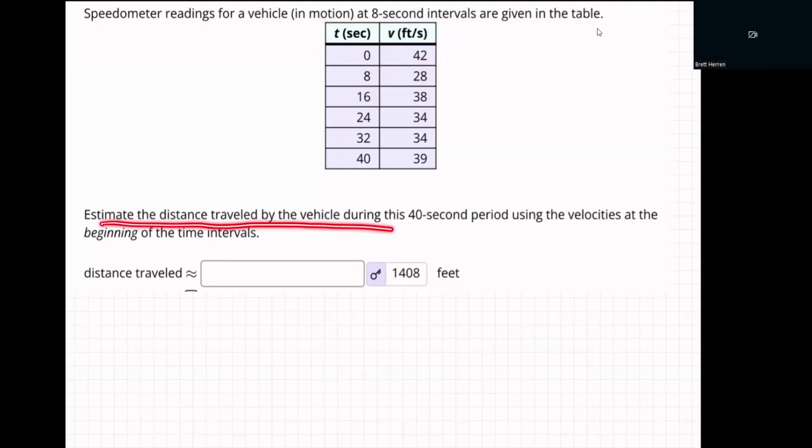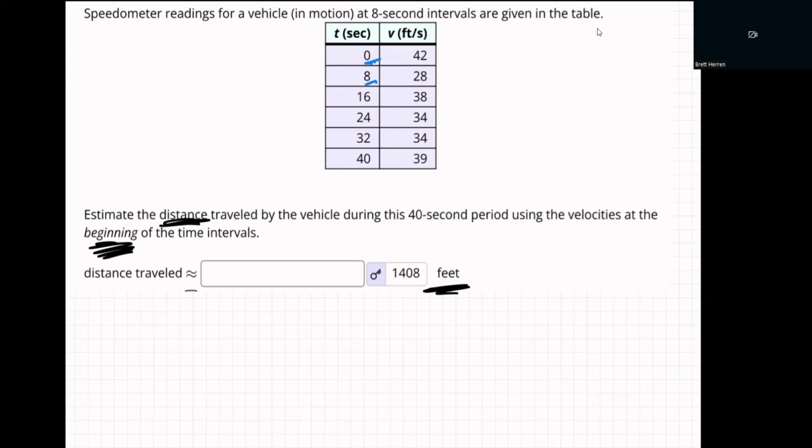Estimate the distance traveled by the vehicle during this 40-second period using the velocities at the beginning. That's important. At the beginning of the time intervals. So they want distance. See, it's in feet. How do we do that? Well, think about this for a second.